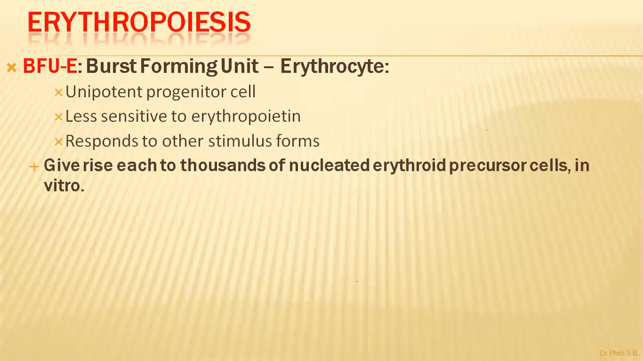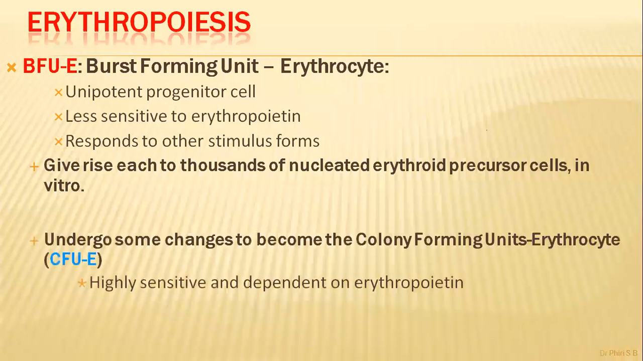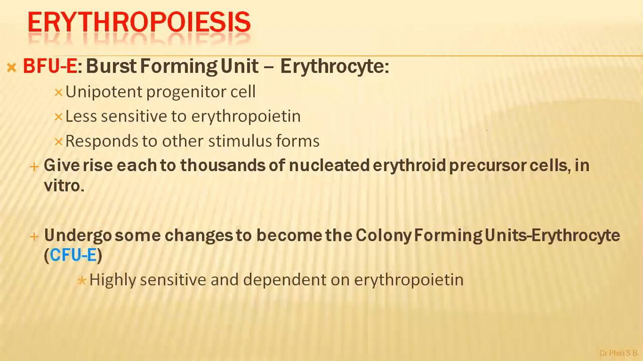It will give rise to thousands of nucleated erythroid precursor cells. These erythroid precursor cells are capable of undergoing mitosis. In vitro, or outside the living organism, you can also stimulate this cell to undergo mitosis. So you have a lot of these burst-forming unit erythrocytes that can differentiate into red blood cells. Outside the living organism, you can still stimulate them.